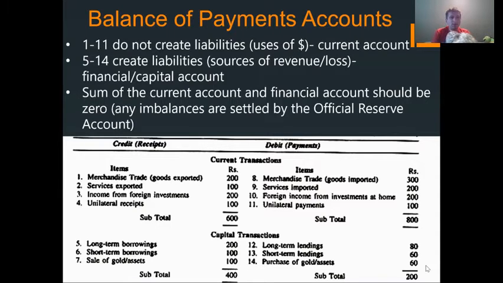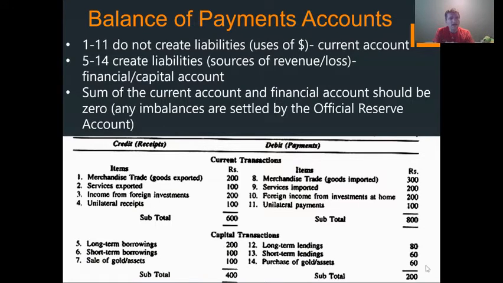Now, my numbers here are a little off. It's everything in the current account, so 1, 2, 3, 4, 8, 9, 10, and 11. Those all do not create liabilities. Those are sort of uses of money, if you will. So things that are purchased and it's done. So that is the current account.